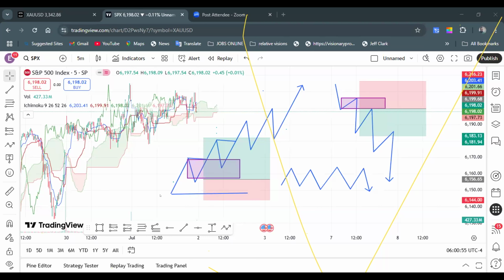Go to the lower time frame. You can come to 15 minutes and check if those market structures are playing out on 15 minutes. If it does not play out very well, go down to 5 minutes and see what the market is doing.